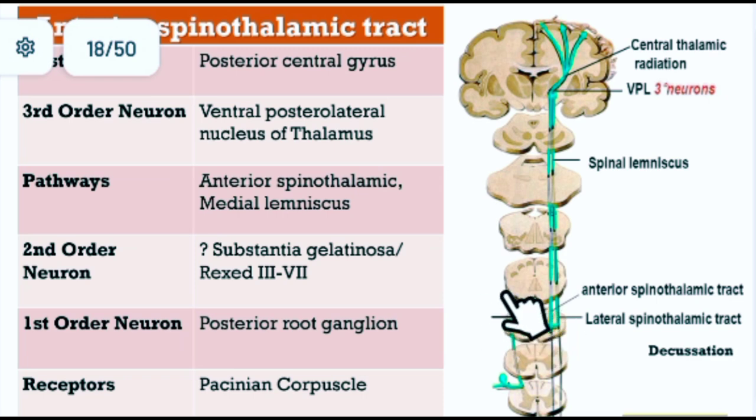So when they start from the second order neurons, what are they going to do? They now decussate, they come in front. When they come in front, they are going to ascend upward. These are second order neurons. They are going to ascend upward. Where are they going? When they ascend upward, they are also going to the ventral posterolateral nucleus of the thalamus. When they synapse there, we are going to have the third order neurons. These are starting from there and then going to the posterior central gyrus. So that is about the anterior spinothalamic tract.